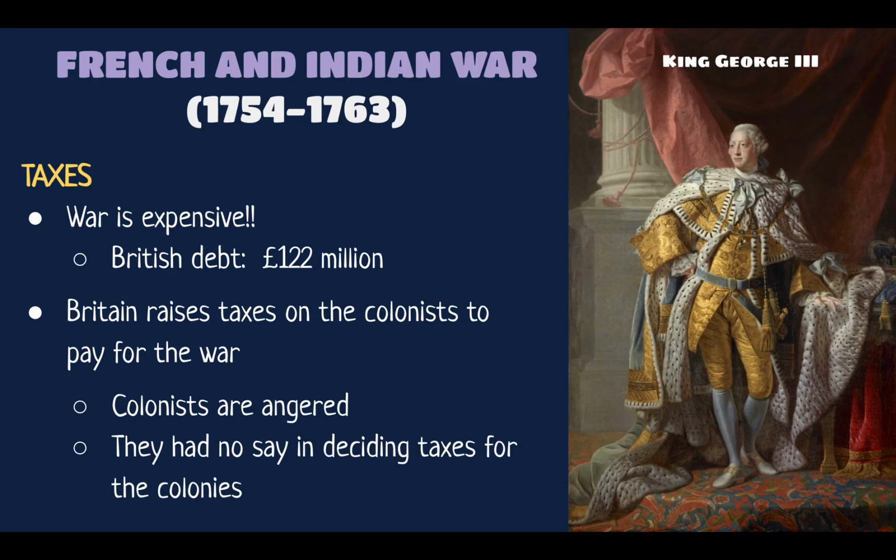Furthermore, we talked about how war is very expensive. The British debt at the conclusion of the war was 122 million pounds, which in today's money is roughly $30 billion. So in order to pay for the debt on that war, the British raised taxes on the colonists. That really upset the colonists because they did not have any say in deciding the taxes on those colonies. They had fought a war to gain this land, and now they felt like they were not being given the right to live in that territory that they had successfully won, and they were being taxed without their consent.